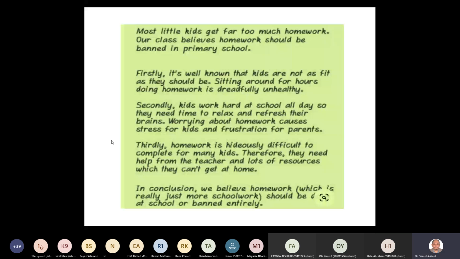Remember, I'm putting it in its context, and the context would say that this is written by a group of school students. And it's very clear, our class, right? So we're talking about a class of students. Our class believes. Okay, so given their age, that would be fine. Remember, they are in their formative years.